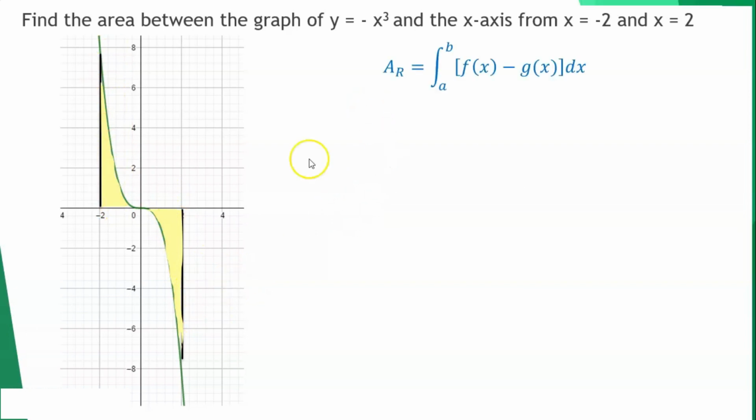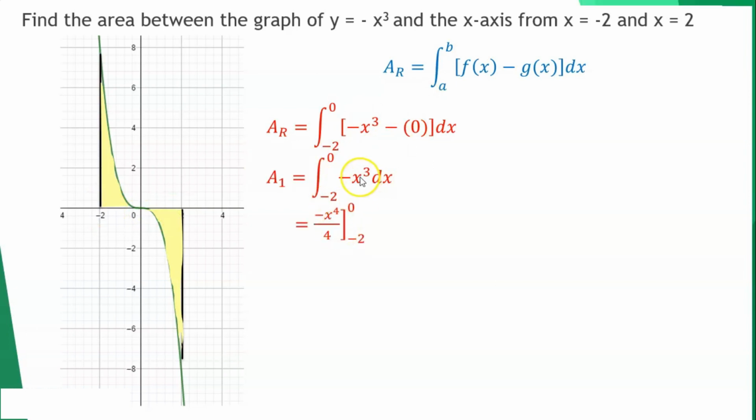Okay, so to do that, let's have this. So we will start here from -2 until 0. So our function here is -x cubed. That's our upper function. Our lower function here is 0. So that would become -x cubed from -2 until 0. So get its integral. So -x to the 4th over 4. Then substitute. Our upper limit is 0 and our lower limit is -2.